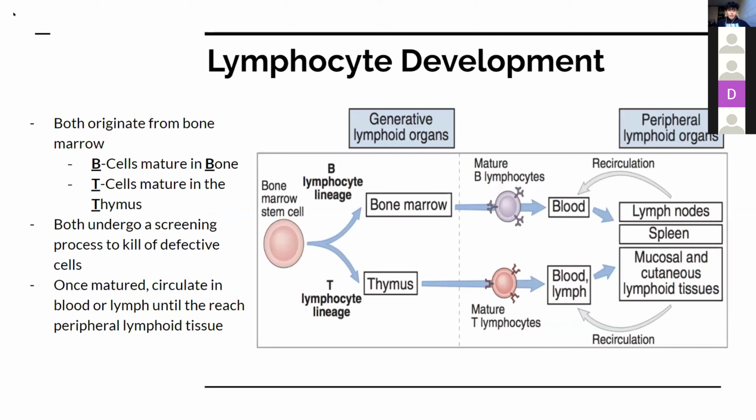A little bit about lymphocyte development, not too important. Both originate from bone marrow, but B cells mature in the bone marrow and T cells mature in the thymus. They undergo a screening process to kill a bunch of defective cells. Once they're matured, they circulate in the blood or lymph to reach peripheral lymphoid tissue. All right, cool. Let's go to the next one.